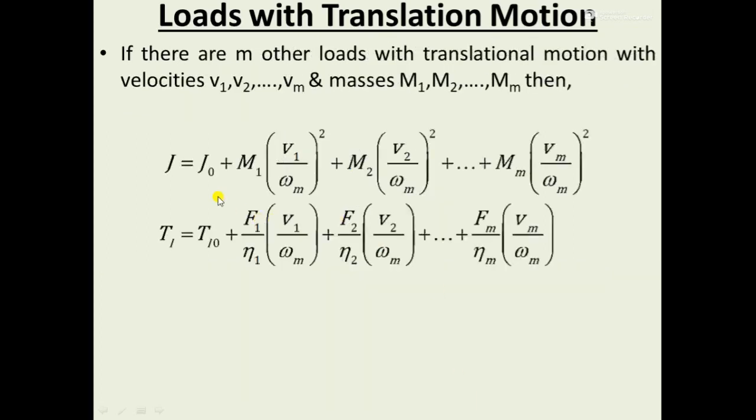Just like we have considered in the case of equivalent moment of inertia, for equivalent torque also, if there are m other loads having different velocities from V1 to Vm with their mass varying from m1 up till mm, then the standard relation for equivalent torque can be written as TL is equal to TL0 plus F1 by nu 1 into V1 by omega m up till Fm by nu m into Vm by omega m. So all of you must remember these two standard relations also.